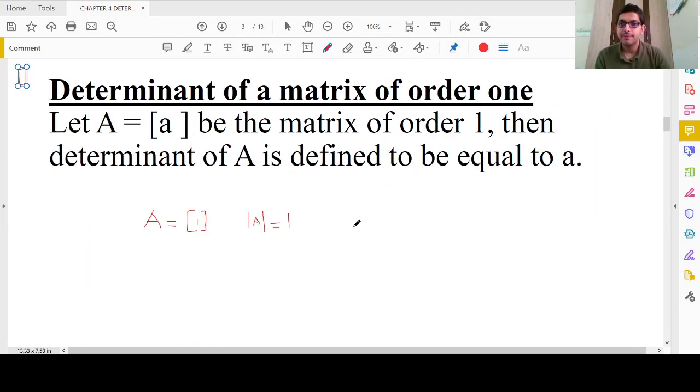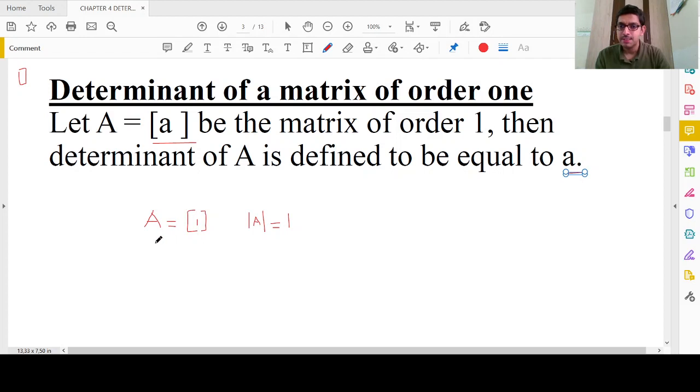Now we'll start with the determinant of a matrix of order 1, that is, a square matrix of order 1. That is a matrix of order 1 by 1, so it will have only one element. Let A be such a matrix. This is the square matrix of order 1. Then the determinant of A is defined to be equal to that one number, so that is the value of the determinant.